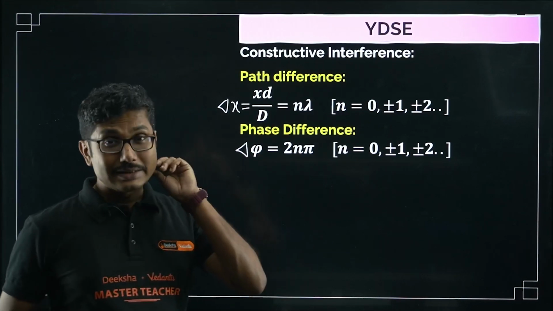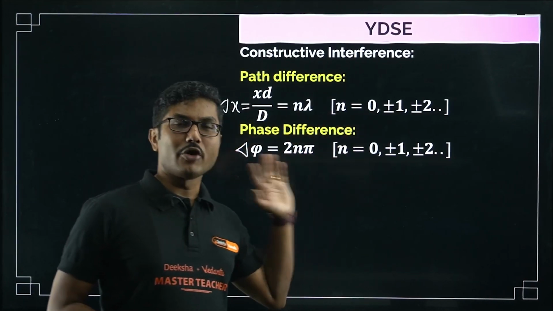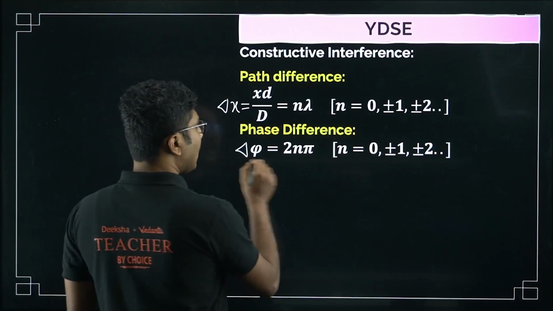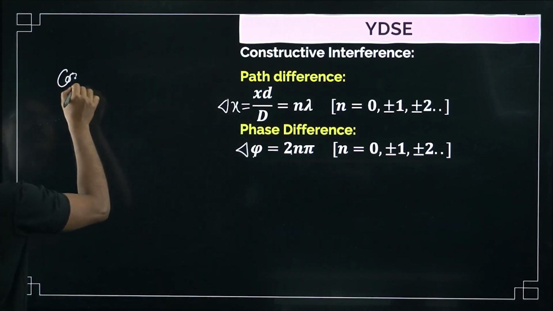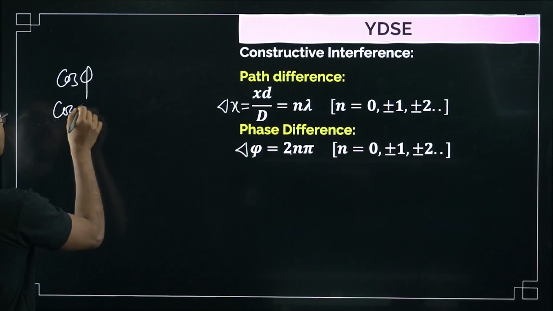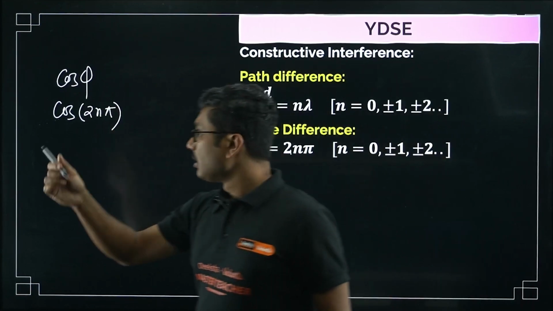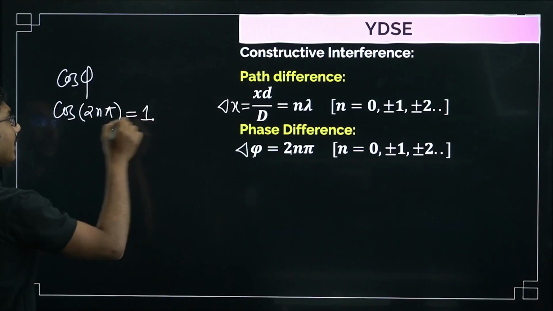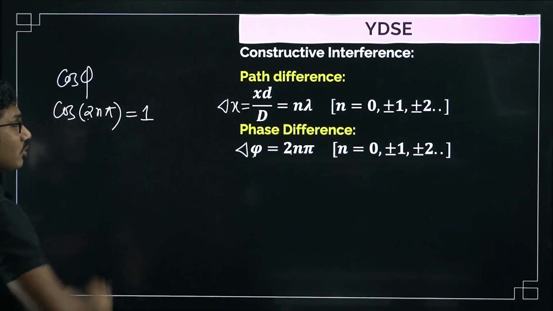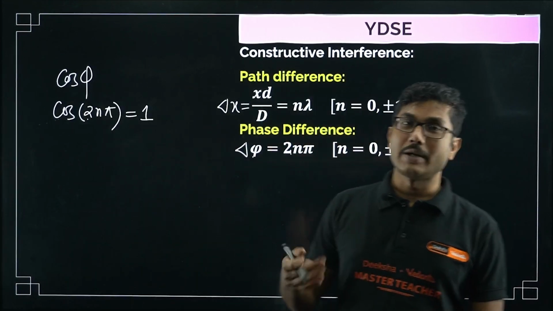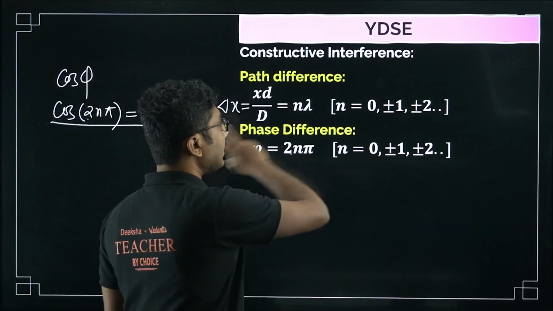In terms of phase difference, if it is 2n pi, very important, 2n pi, where n takes the values 0, 1, 2, 3. Now what is the meaning of that phase difference? Let me explain in terms of phase difference. The term involved was cos phi, so cos 2n pi. It means that it is always equal to 1. If you put 0, cos 0 is 1. If you put 1, cos 2 pi is also 1. If you put 2, that is cos 4 pi, that is also 1. So it is always 2 pi, 4 pi, 6 pi, like that. That is why cos 2n pi is always 1, and this is the condition for path difference.